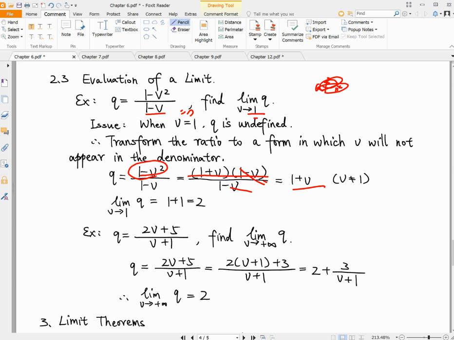So next time when you see that if you plug in the number directly to the denominator and it becomes 0, and you cannot analyze things like that, then you need to think of a way to transform the function into something that you can evaluate.